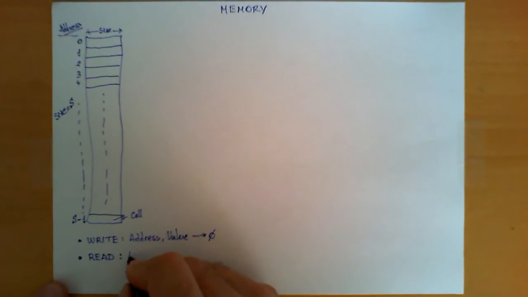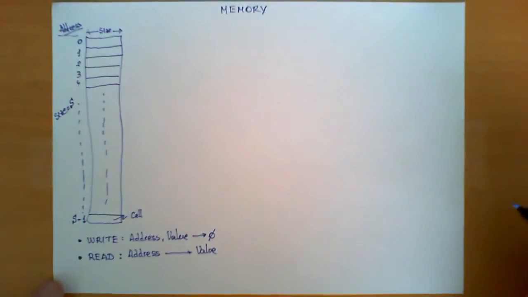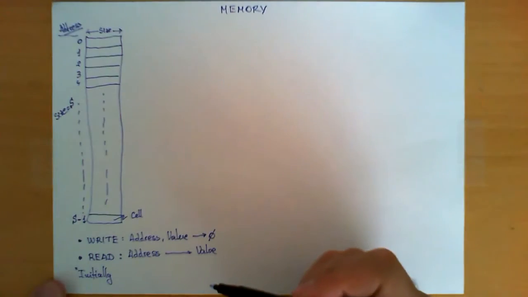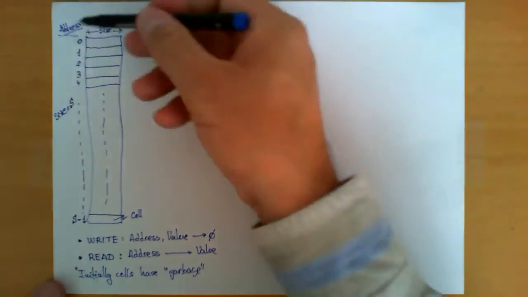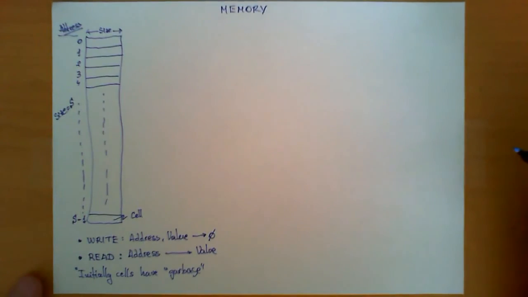A read operation only receives an address, and it returns the value that is currently stored there. And a little rule to remember, initially, what I mean is when you turn on one of these memory chips in a computer system, all cells have garbage stored. In other words, when you turn on one of these chips, you cannot assume anything about the values that are stored in all these cells.